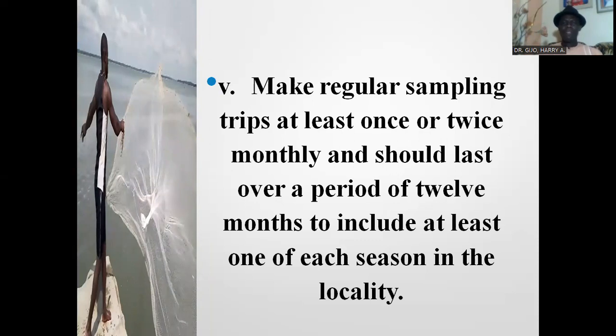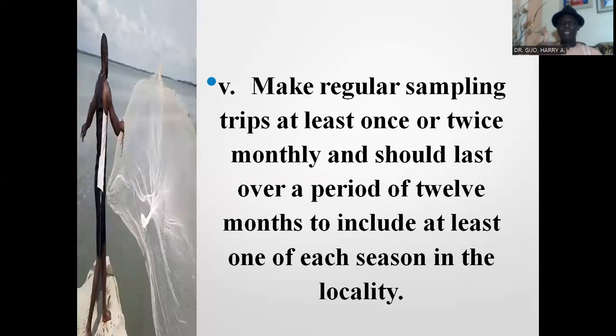Then the fifth sampling procedure is to make regular sampling trips at least once or twice a month, which should last over a period of 12 months to include at least one of each season in the location. Regular sampling trips should be made once or twice monthly. Fish samples should not be collected just once in a month or once in a year or twice in a year or 6 months in a year. No, they should be collected throughout the year to represent the sampling seasons.